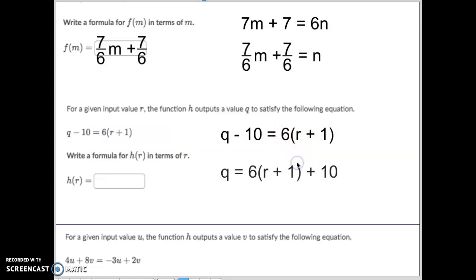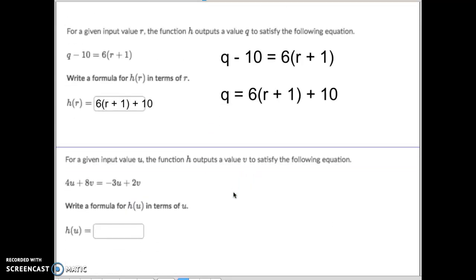So when we add 10 to both sides, we would get q equals still the 6 parenthesis r plus 1 parenthesis plus 10. No, we don't have to distribute. We don't have to do anything here. This right here is simply our answer. This portion right here, and we can plug that answer in right there. We don't have to get fancy. We don't have to distribute unless it calls for it, but in this case, it didn't call for it. So we're just solving in terms of the letter. As soon as you get that letter by itself, you're done.